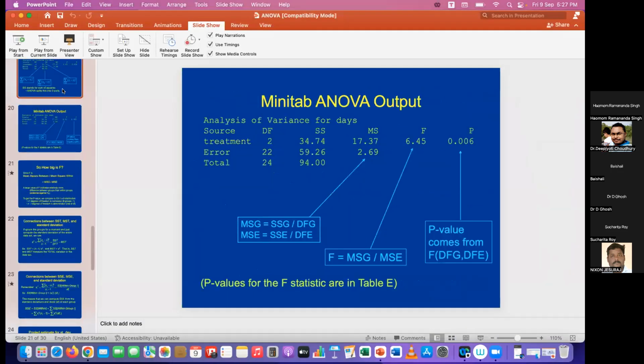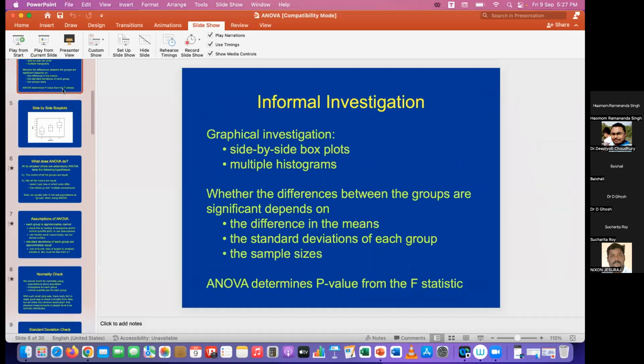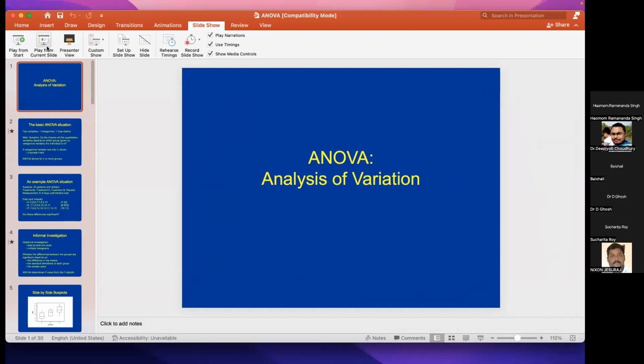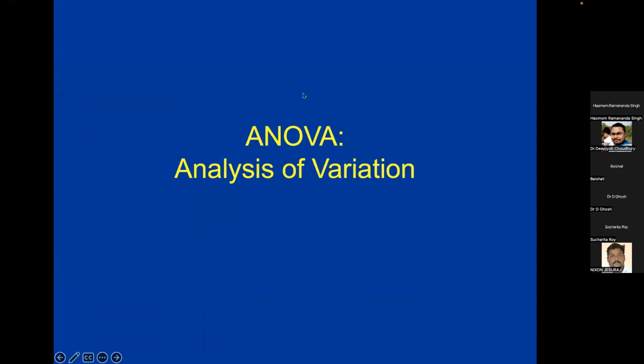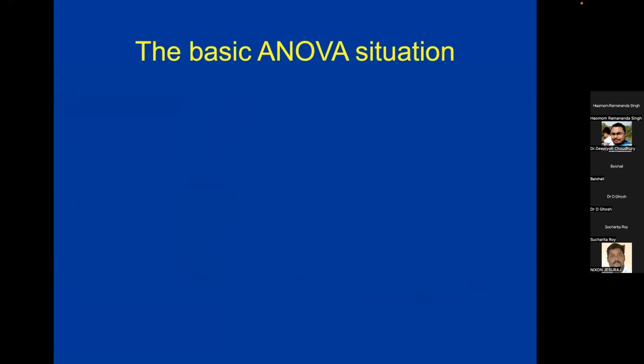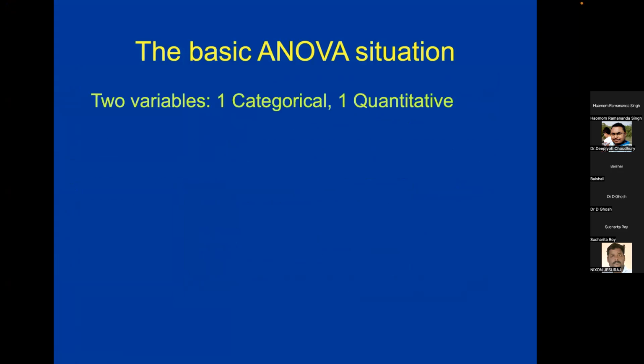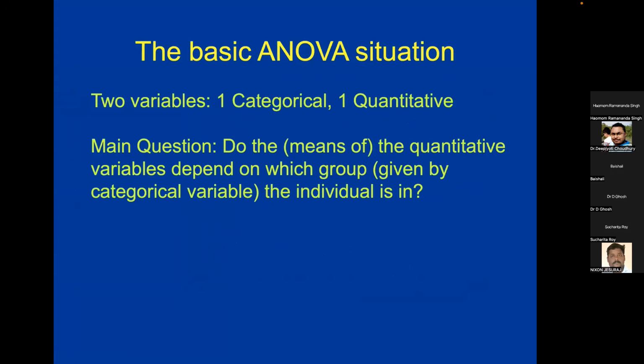First, I would like to start from the very beginning of the session. This is called the analysis of variance. The basic ANOVA situation is all about 2 variables, one categorical, one quantitative. The main question here is: do the means of the quantitative variable depend on which group, given by the categorical variable, the individual is in?